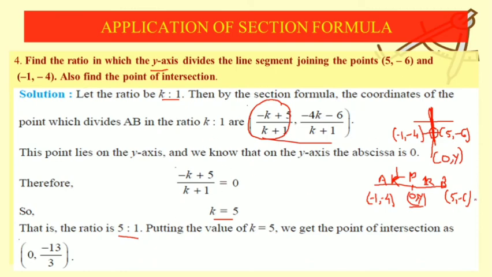Now we have to find the coordinates of this point. Now this is 0. Now for y, this is the y coordinate. So in place of k we can put here 5. So minus 4 into 5 minus 20. Minus 20 and minus 6 will be minus 26. Then 5 plus 1 will be 6. So minus 26 upon 6 will be minus 13 by 3. So this point is 0 and this will come minus 13 by 3. So this is the coordinates for this point of intersection.